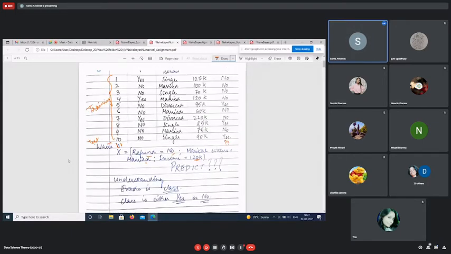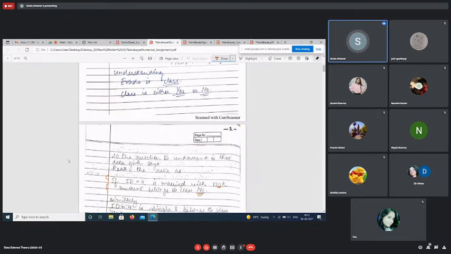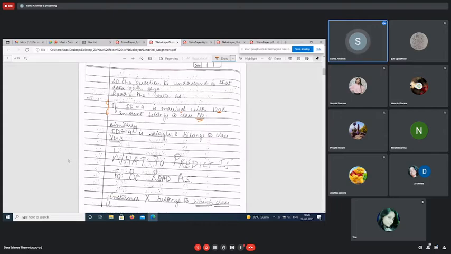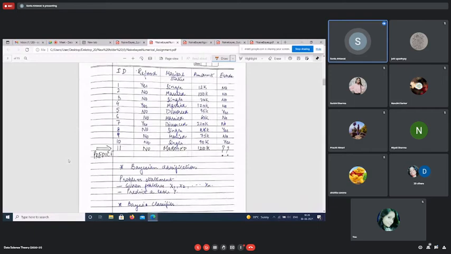Let's see. Transaction ID 4. So transaction ID 4 is this, belonging to a refund class. Yes, he or she is married. Amount is 120K. It belongs to class no. Now we have to check if this is the case. What is our condition? So we have to talk about how to predict, how to read the data. The condition says that the refund has to be no, marital status has to be married, amount is 120K. So now my data set will become like this. Okay, now I have the 11th data point over here.